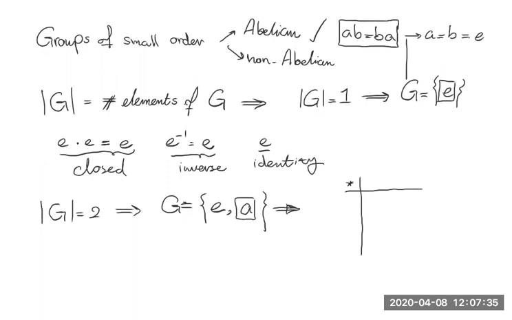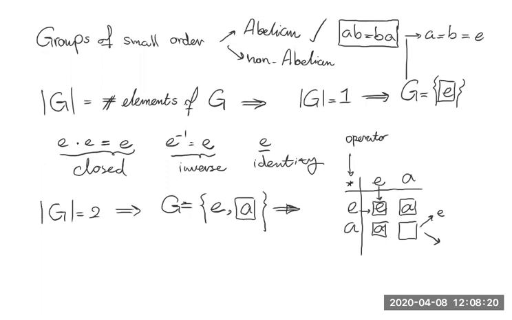So we have E, we have A, we have E, we have A. And this is the multiplication, or the operator, of the group. So E times E is E. E times A, because E is identity, should be A. Here is A times E. Again, because E is identity, this one should be A. And this one should be A times A. It's either E or A.